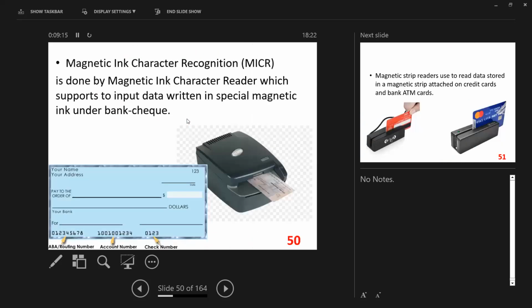Then MICR, magnetic ink character recognition, supports input data written in special magnetic ink at the bottom of a bank check. There is a set of numbers written with magnetic ink. Those special characters are read by the MICR machine. Those machines are very expensive. Therefore, we use MICR for security purposes.